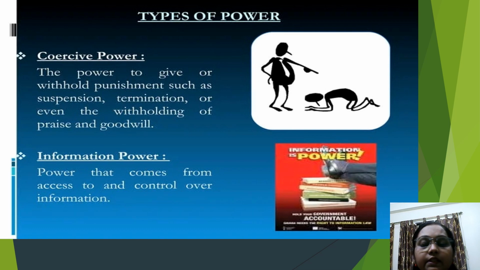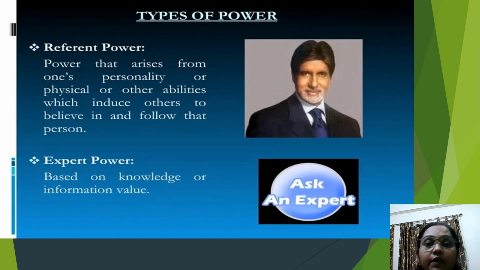Another one is coercive power. You can very easily understand that coercion is a word attached with some kind of punishment. So the power to give or withhold punishment, such as suspension, termination, or even the withholding of praise and goodwill, is known as coercive power. Then the next one is information power. This is the power that comes from access to and control over information in the organization.